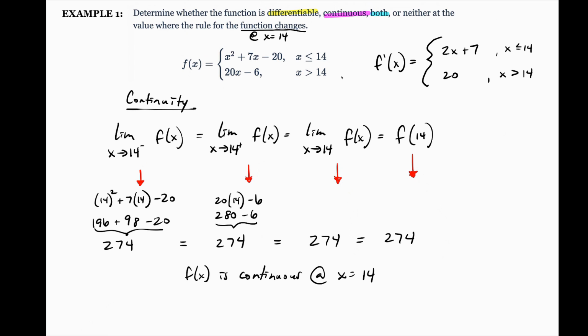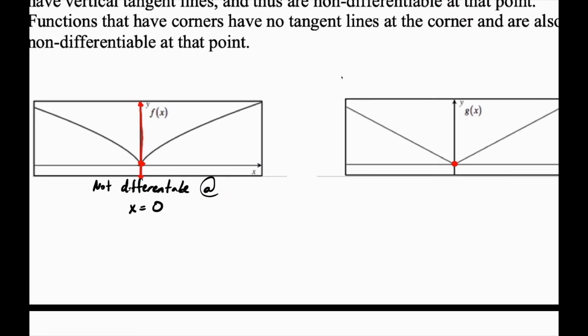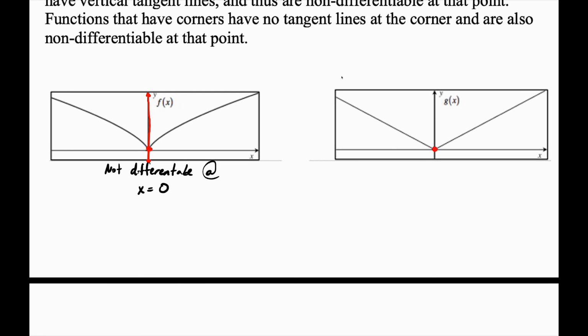So it's continuous, but not differentiable. So what does it look like? What's causing that? How is it continuous, but not differentiable? It looks like one of those guys, right? It probably at 14 looks like one of these guys here. Continuous, but not differentiable. Okay, so it's either got a corner or it's got a cusp point.